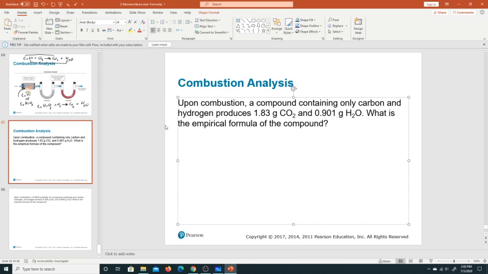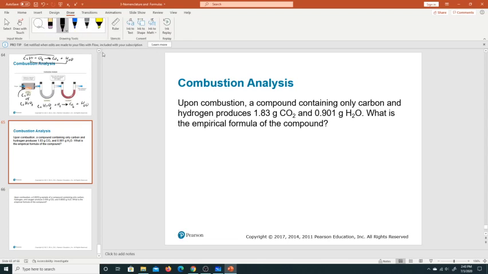Okay, so we basically produced 1.80 grams of CO2 and we made 0.901 grams of H2O. So if I know the masses of each product, I can now figure out how that's related to the original compound. So we have 1.83 grams CO2. Let's convert this down to moles of CO2.